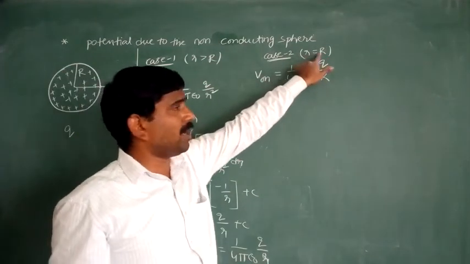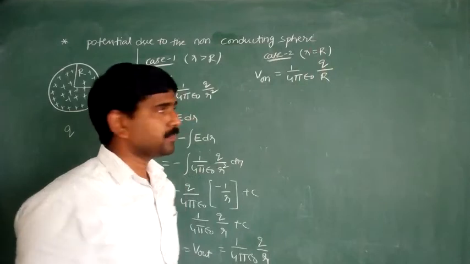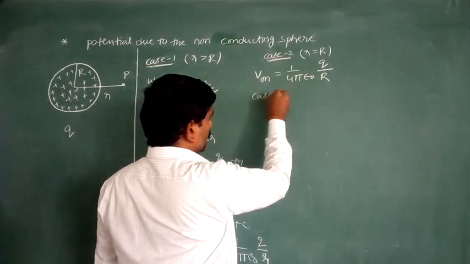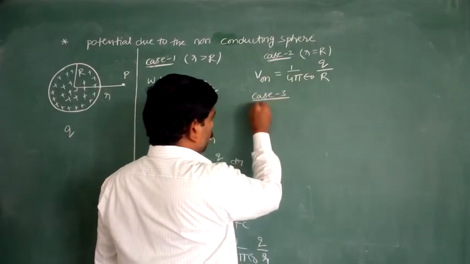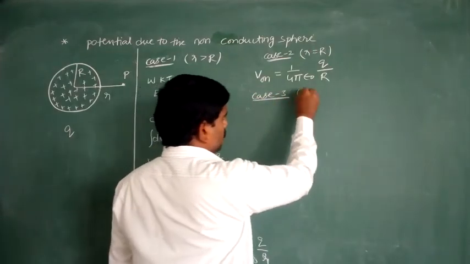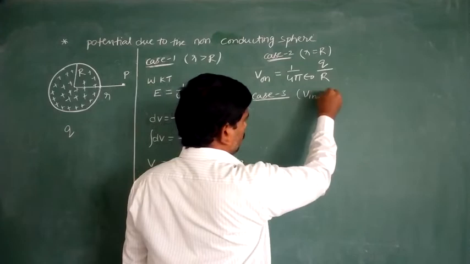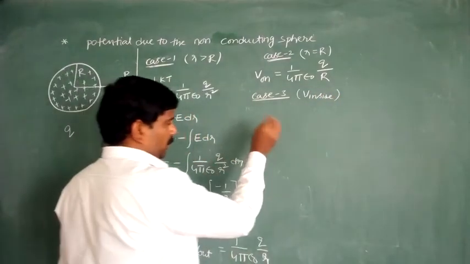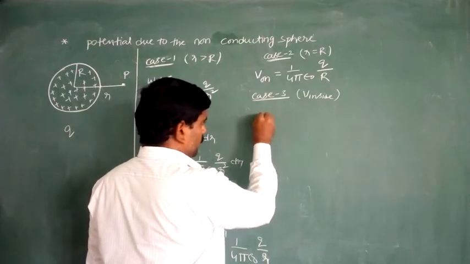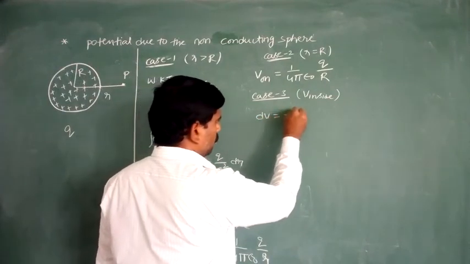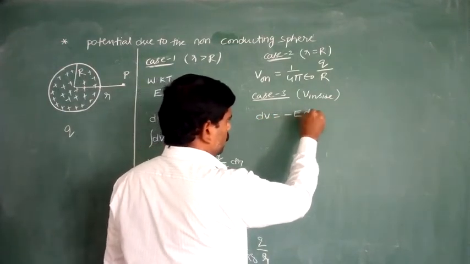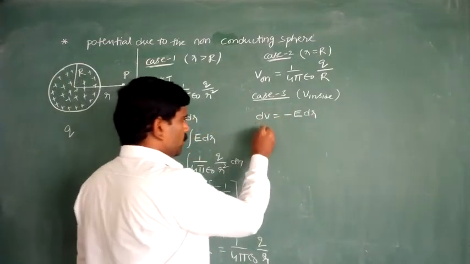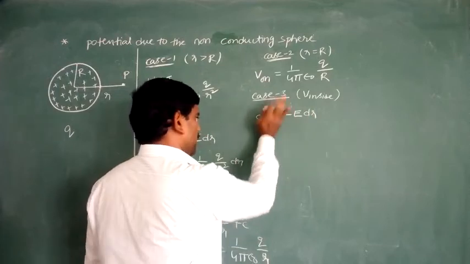Because here small r is equal to capital R. Next, this is case 2 and case 3. So V inside is equal to how much? We are finding that one. The same expression: dV is equal to minus E into dr. So here, integral of dV.